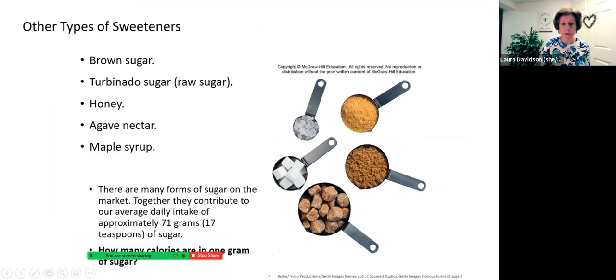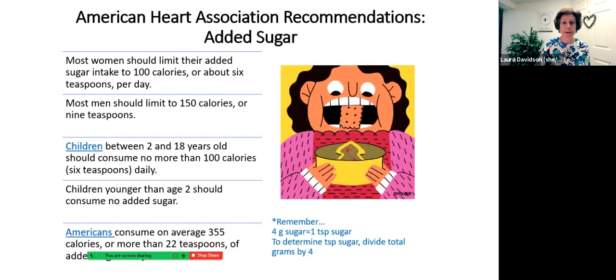There's a question down here at the bottom of the slide. How many calories are in 1 gram of sugar? And remember, it's 4 kcals per gram. The other thing to remember is to convert from grams of sugar to teaspoons, you divide by 4. Okay, because that becomes important when we look at the American Heart Association guidelines. They talk in terms of teaspoons, and their recommendations are closer to about 5%.